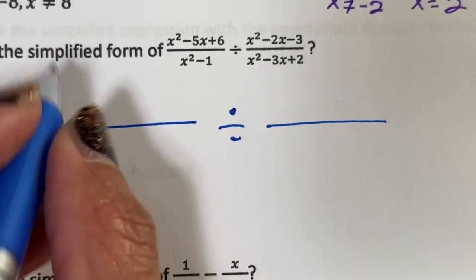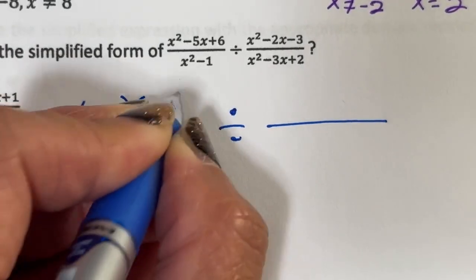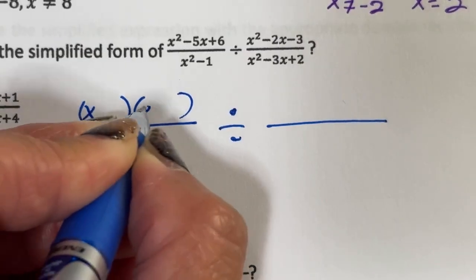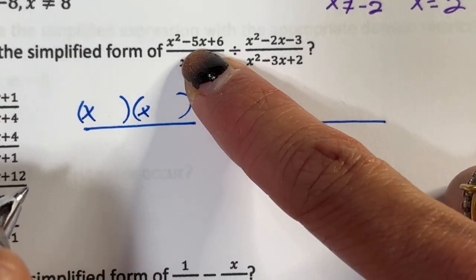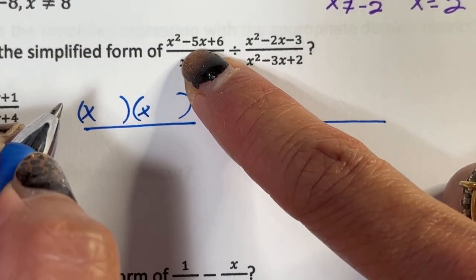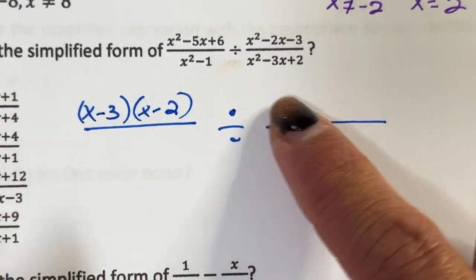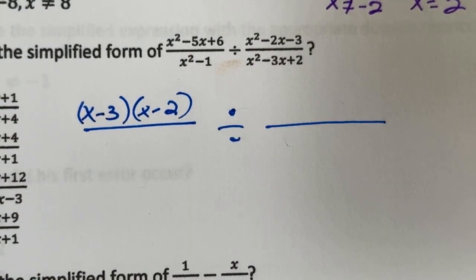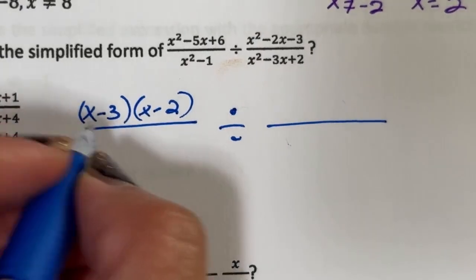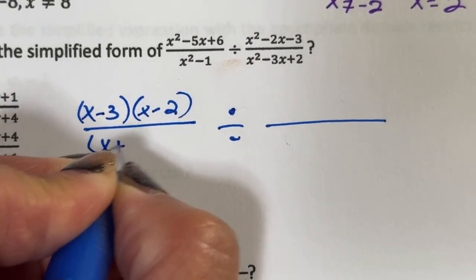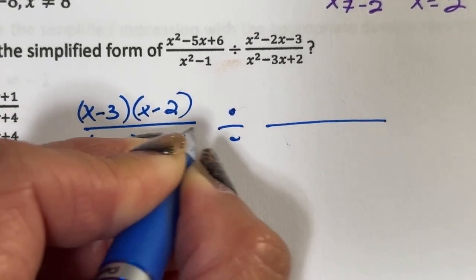So, let's see. X squared minus 5x plus 6. Let's see, 2 numbers that multiply to 6 and add up to negative 5. That's going to be negative 3 and negative 2. Negative 3 times negative 2 is 6. Negative 3 minus 2 is negative 5. Bada bing, bada boom. X squared minus 1, that's a difference of squares. (X plus 1)(x minus 1).